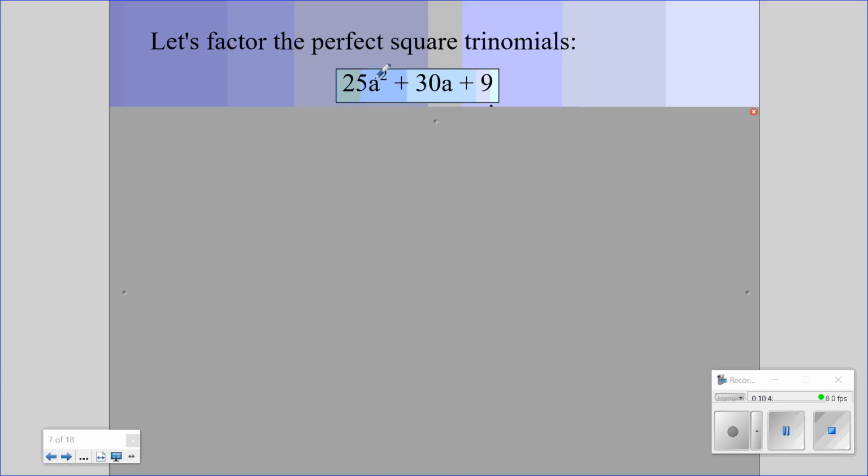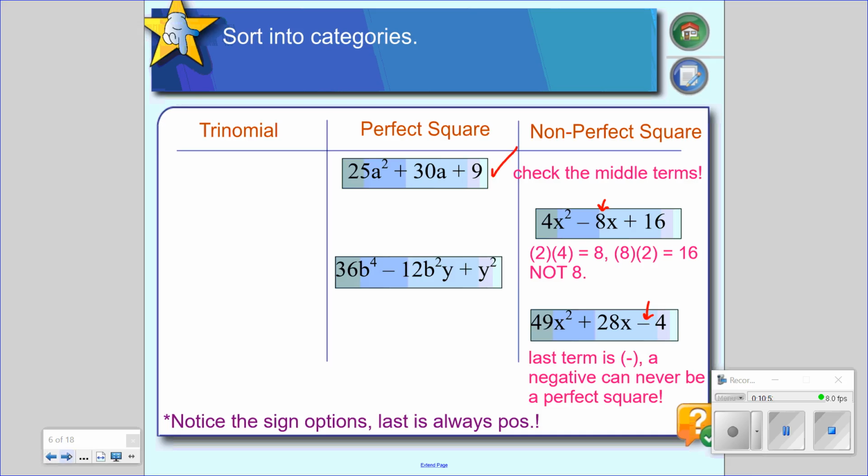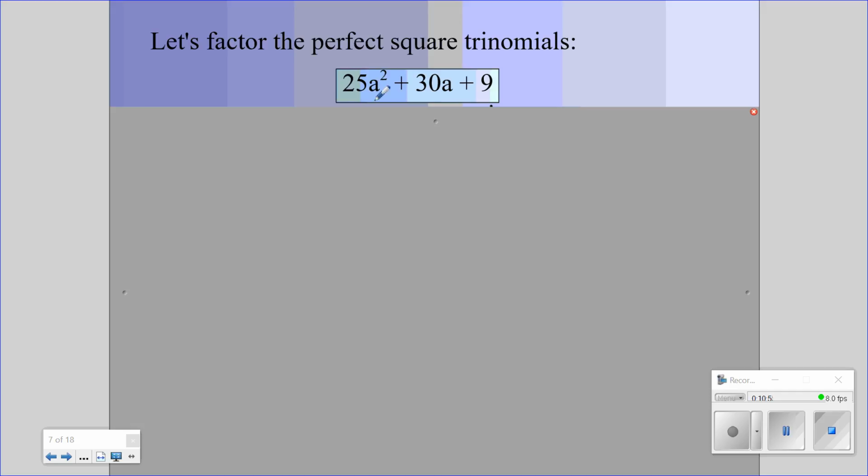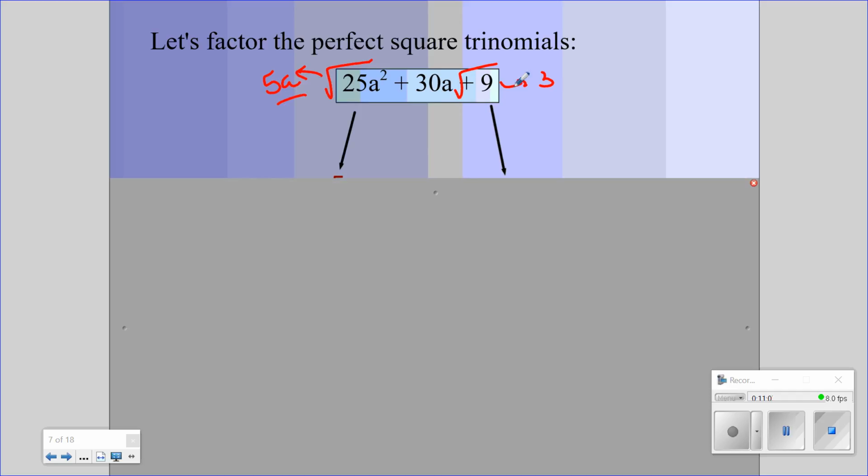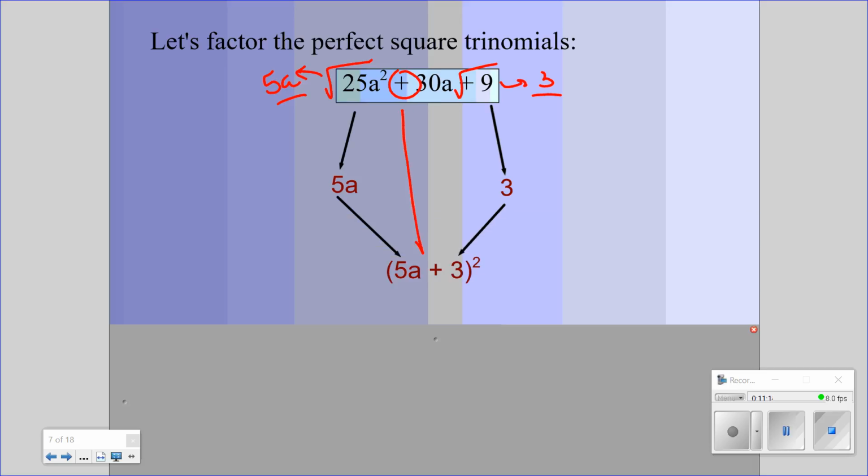We did already confirm that the first example, 25a squared plus 30a plus 9, it's right here, is a perfect square trinomial. So now that we have confirmed it's a perfect square trinomial, to factor it, take the square roots of your ends. So this is 3, and this is 5a. And then all you do is take your 5a and your 3, and those become the parts of your binomial. Whatever the middle term sign is, that's what goes in between. Do not forget this is squared. That's that binomial squared.